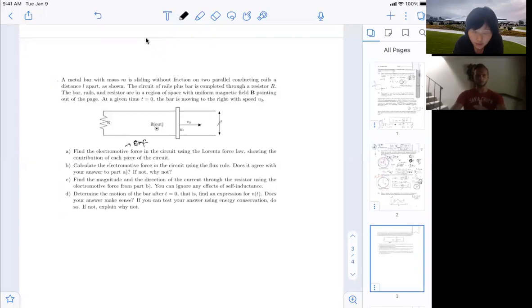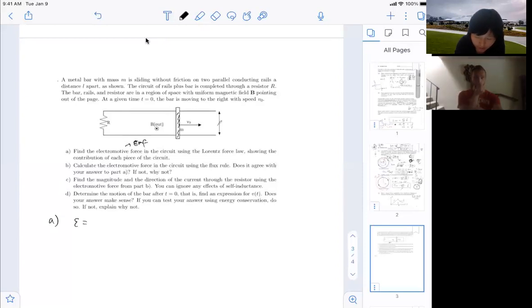We find the potential. What is the potential in the circuit using the Lorentz force law, showing the contribution of each piece of the circuit? We know that really just one piece of the circuit is generating EMF. You can say there's no motion from the other parts, and the only contribution is from this leg. So let's do the first one.